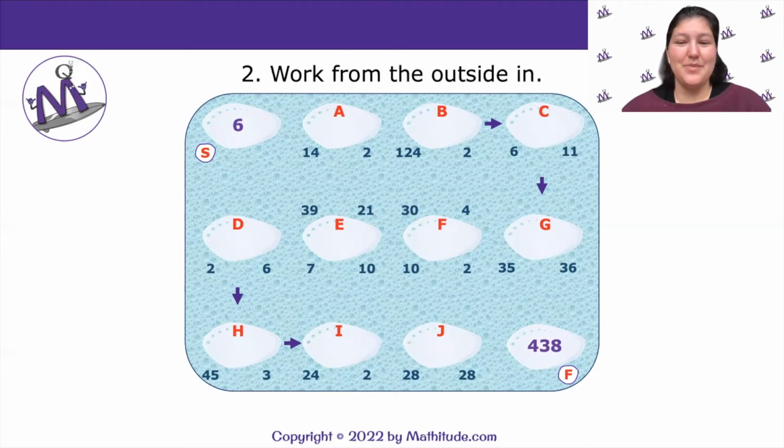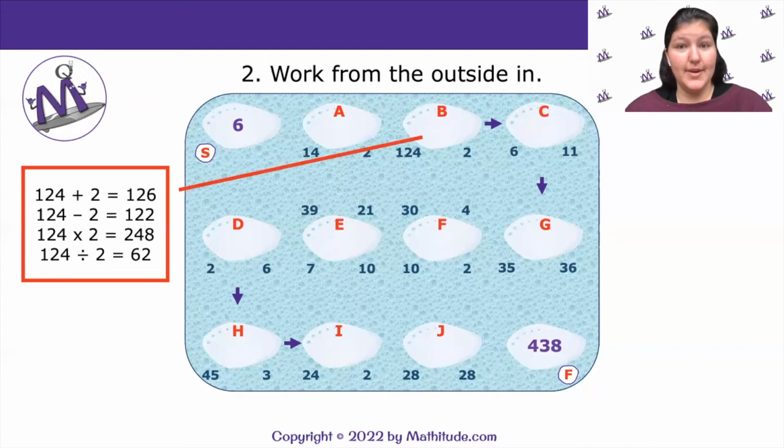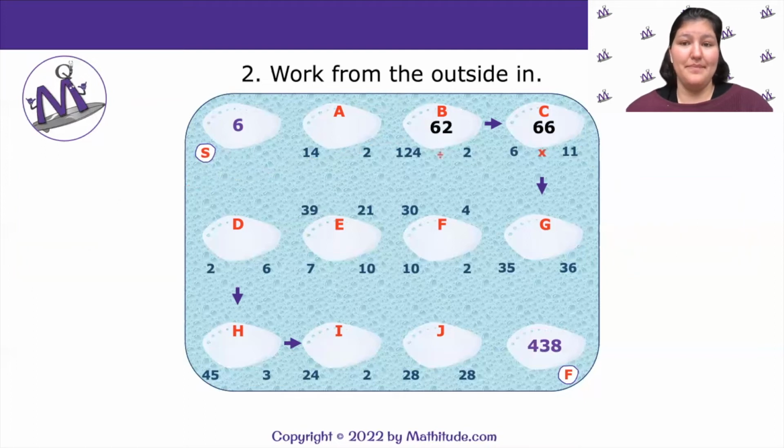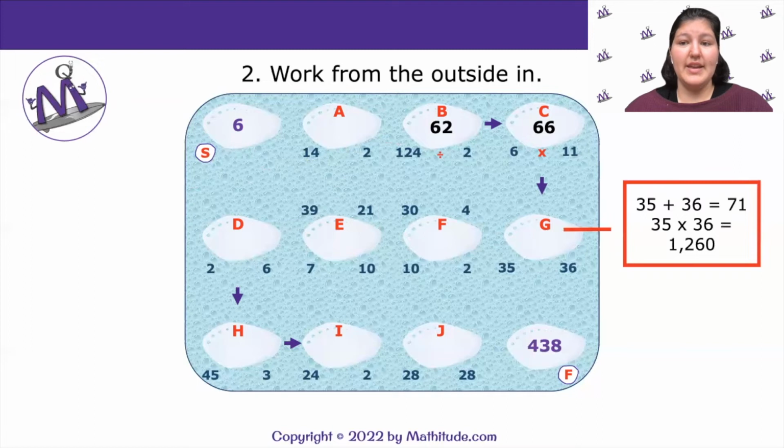So let's look at the places where we already know the path. The options for pillar B are 126, 122, 248, and 62. Pillar C must come immediately after pillar B because we know we have to go into pillar C from pillar B. And the options for C are 17 and 66. So C must be 66 and B must be 62 because C has to come after B. G must come after C, and it could be either 71 or 1260. The latter is greater than 438, so it's 71.